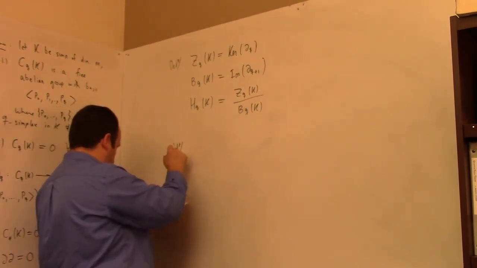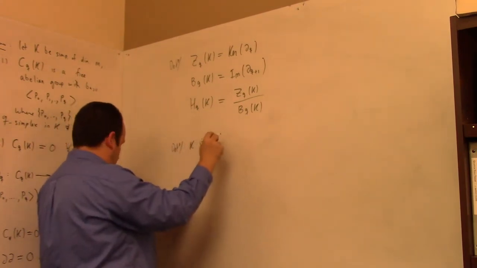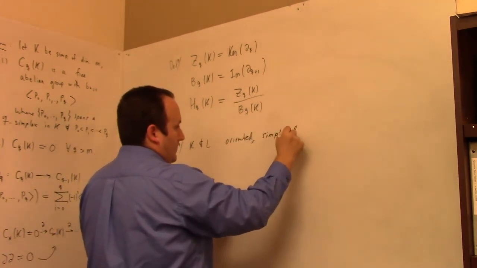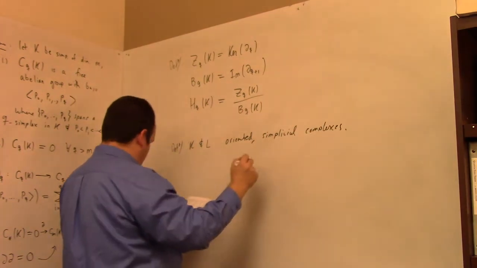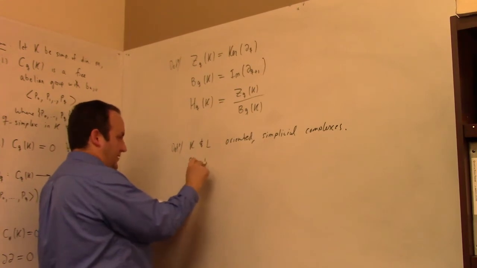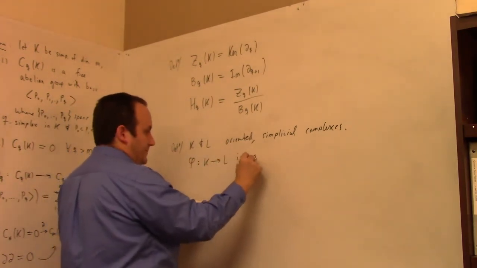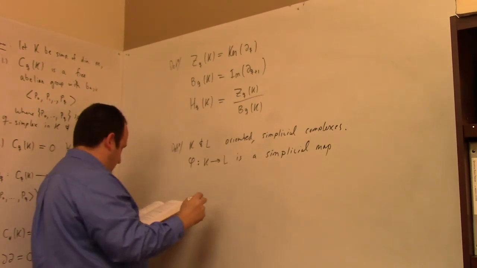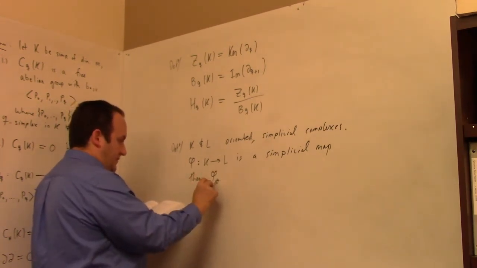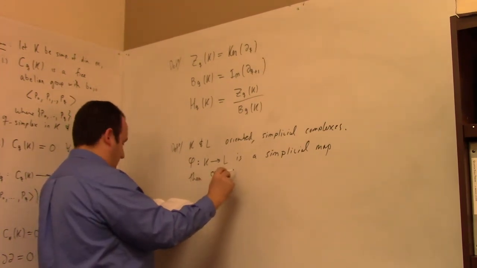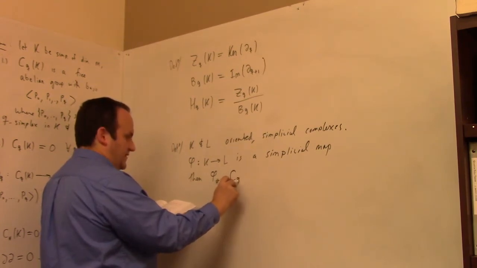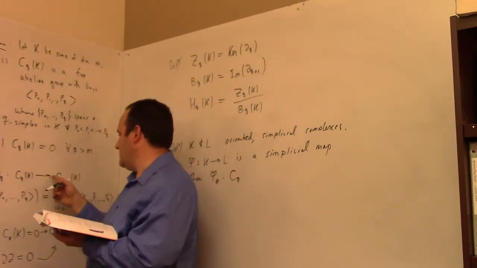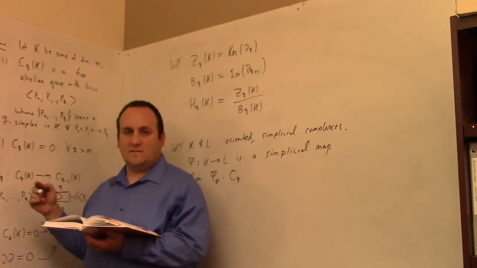Definition. If we have K and L oriented simplicial complexes, and if phi goes from K to L is a simplicial map, then we can define this induced map on the, what are these things called? What should I call this C_Q? The chains? I mean, this is the analog of the singular chains, right? These are the simplicial Q chains, I guess.